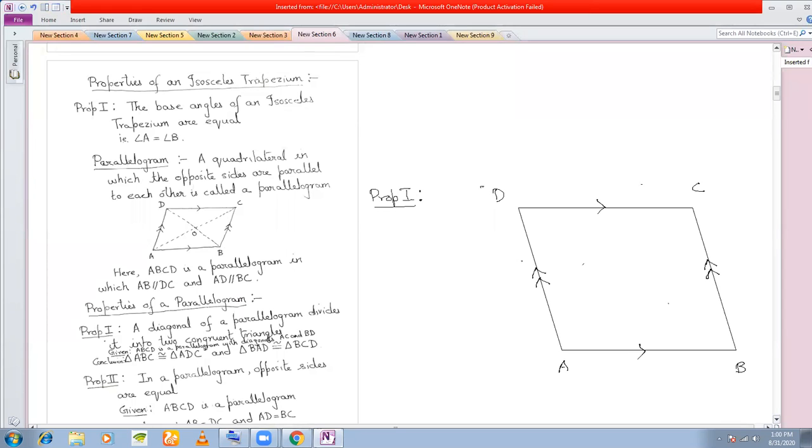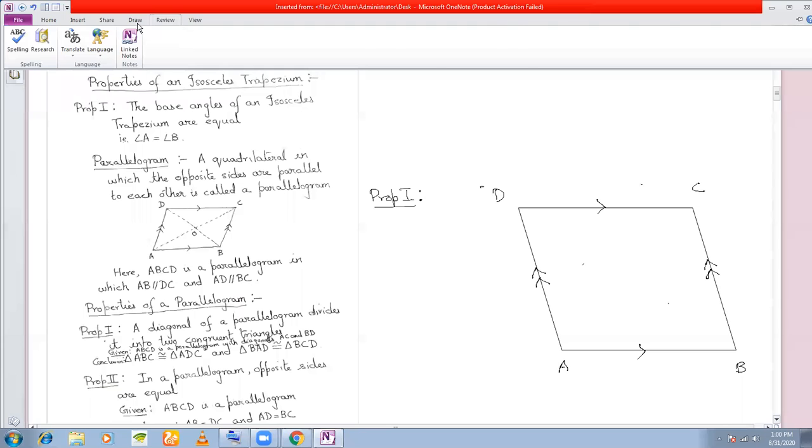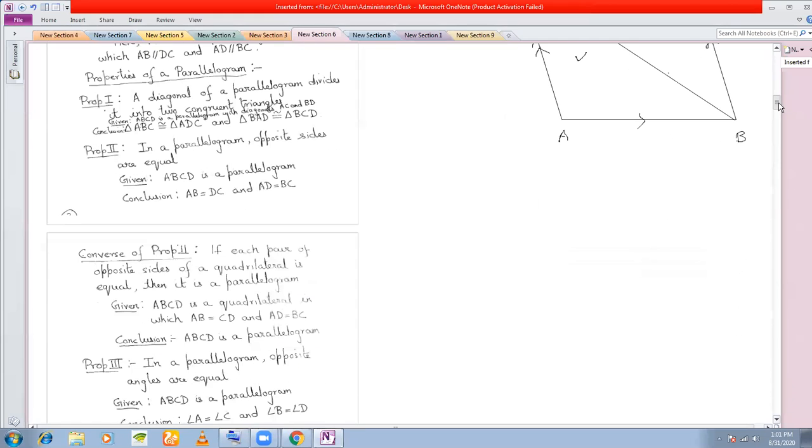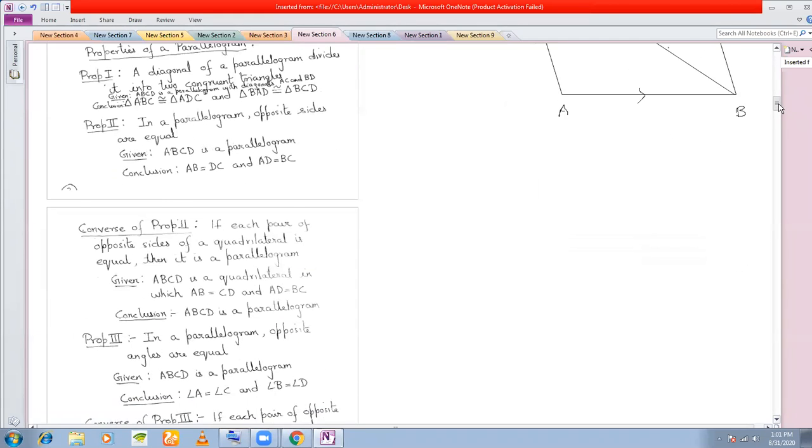I had taken the diagonal AC in the previous figure. This time I take the diagonal BD, this diagonal. Then what can I say? According to this property, I can say that these two triangles are congruent. Okay, so I hope this property is clear. No problem with this property. Move on to the next property.